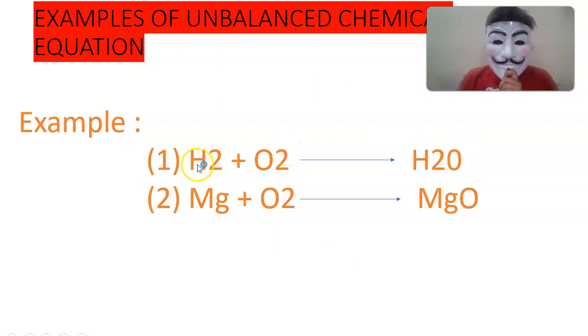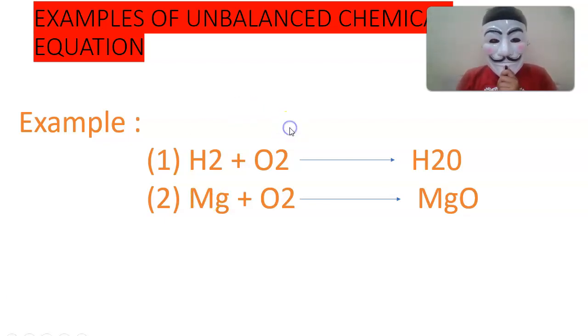For example, on the hydrogen side you can see there are 2 atoms, and this side also there are 2 atoms. But on oxygen, 2 are here, but only 1 is over here, which is a big mystery. Magnesium is also 1 here, and here also it is 1, but oxygen is 2 here and not 2 there. Therefore, it is an unbalanced chemical equation. I always give these examples because they are really easy for you to understand. So, let's go ahead.